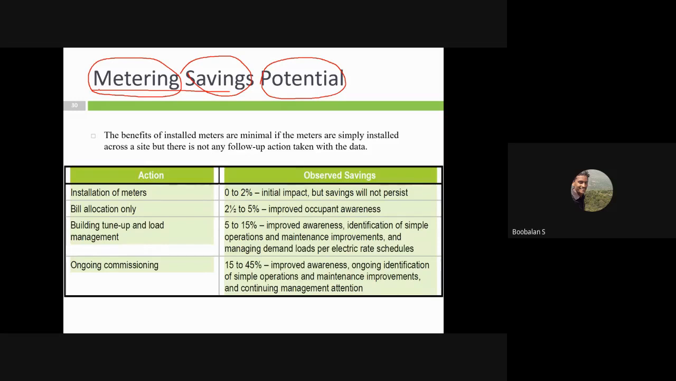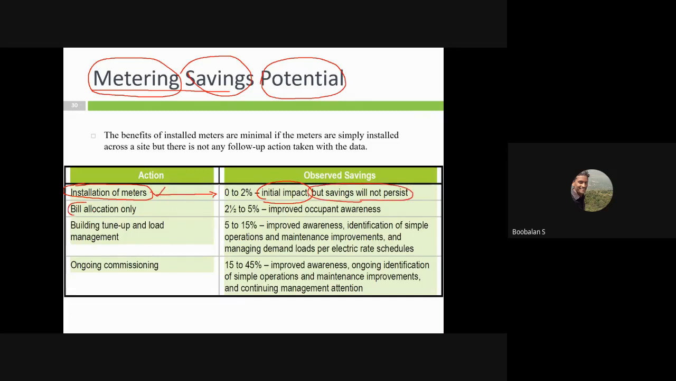So for example, installation of meters, right? Simply I'm just installing my meter in the industry, in the sense, right? So definitely 0 to 2%, right? It will have initial impact, right, in the form of money, right? But it will not be saving, right? So definitely it will not save, because simply install பண்ண மட்டும் we couldn't able to do that, right?